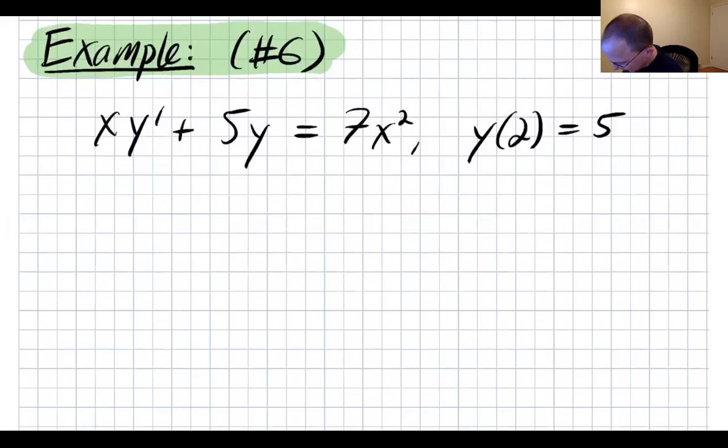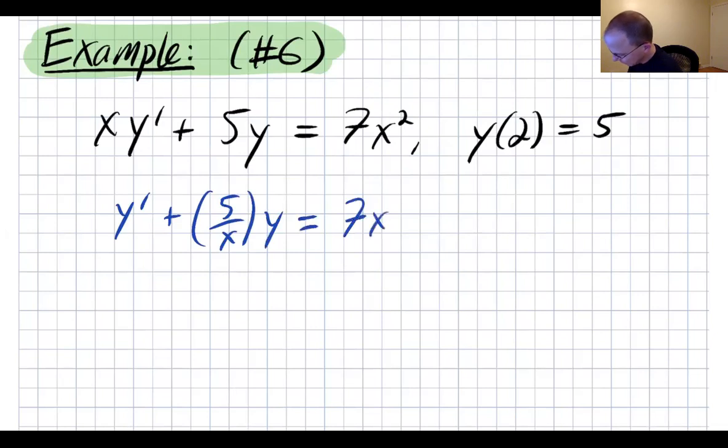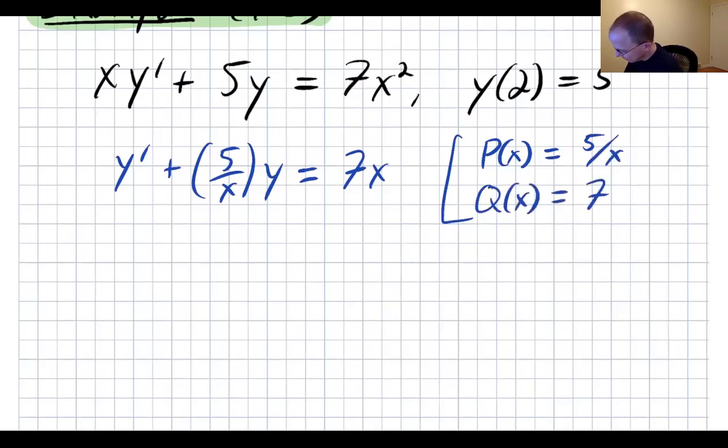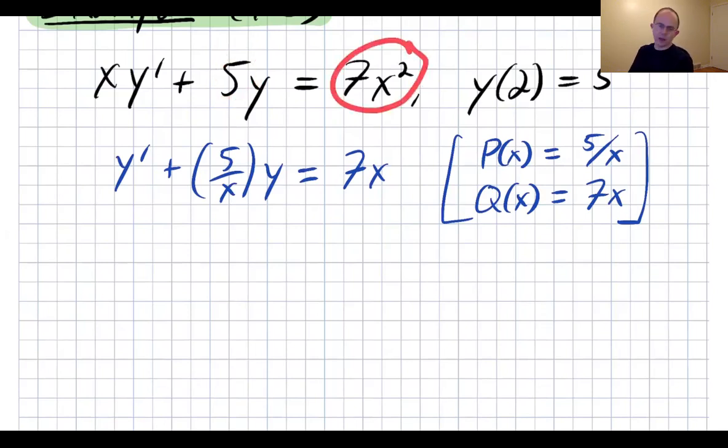So dividing both sides by x, we get y prime plus 5 over x times y is equal to 7 times x. Okay, so therefore, what is our p of x? So this is p of x right here, and this is q of x. So let's just write that over here. So p of x is equal to 5 divided by x, and q of x is 7x. Okay, so remember, this is not your p of x, right? You have to make sure that you have a 1 in front of the derivative, and then you can determine what p of x is. So p of x is not 5, and q of x is not 7x squared.